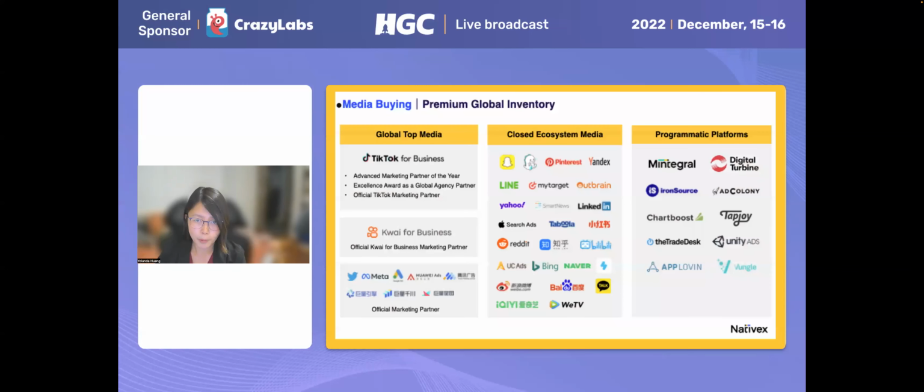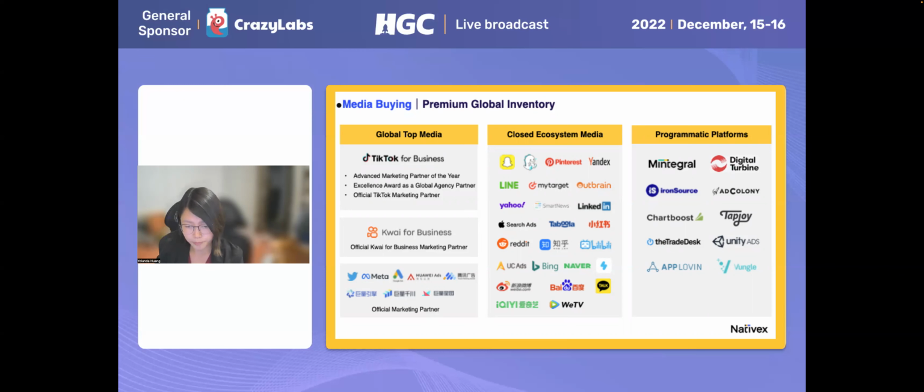To give an example of all major platforms available, globally, this could be a cheat sheet. So there are global ones like Meta, like Google, like TikTok. By the way, these are all the platforms that we carry. There are closed ecosystem media as well in countries like, for example, Japan, Korea, or Brazil, Indonesia, and China, where people have their own social platforms. And there are the programmatic platforms.